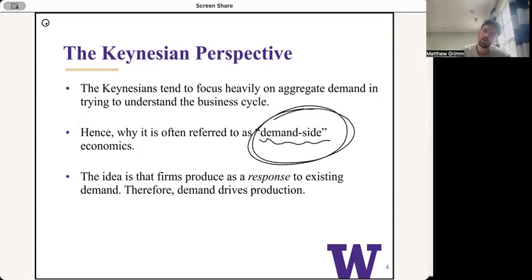We're not talking about how can we help the suppliers, how can we make it easier for them to produce. We're just saying as long as we can get customers in the door, your coffee shop is going to do well, and you'll figure out how to make the coffee.